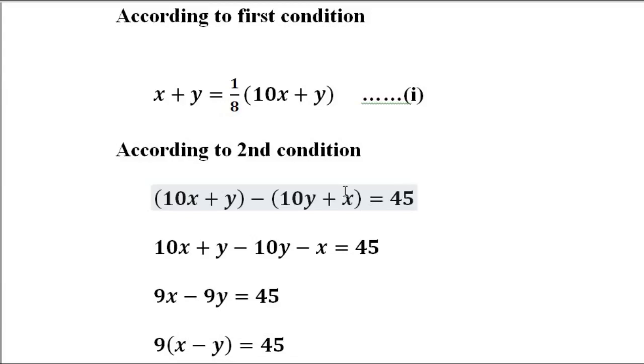When the digits of the number are reversed, that is 10y plus x, and the number is subtracted from the original number 10x plus y, the result is 45.